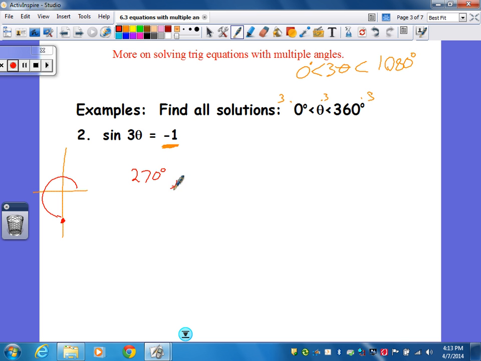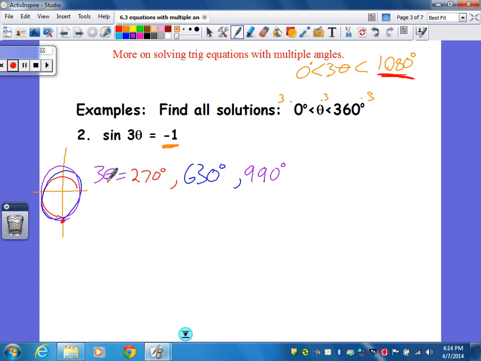Remember, we're looking all the way up to 1080. So if I add 360 degrees again, instead of just 270, I'm going to have 630 degrees. Now, I can add another 360, and that's going to get me to 990 degrees. And that's what my 3 theta would be.